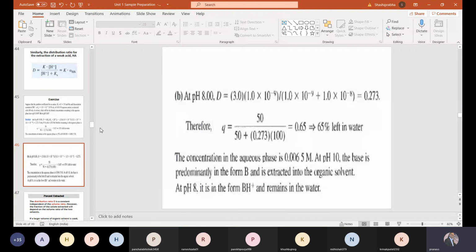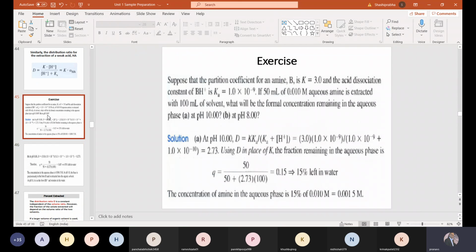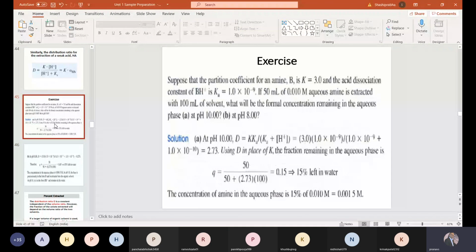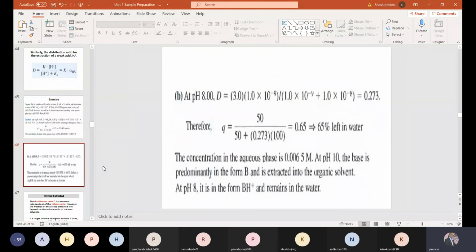Have you understood this? I'll just repeat it again next time when we meet on Wednesday. But just to make you understand, this is a problem which requires some amount of understanding of how and when we use K and when to use D. Is it okay? Have you followed this?